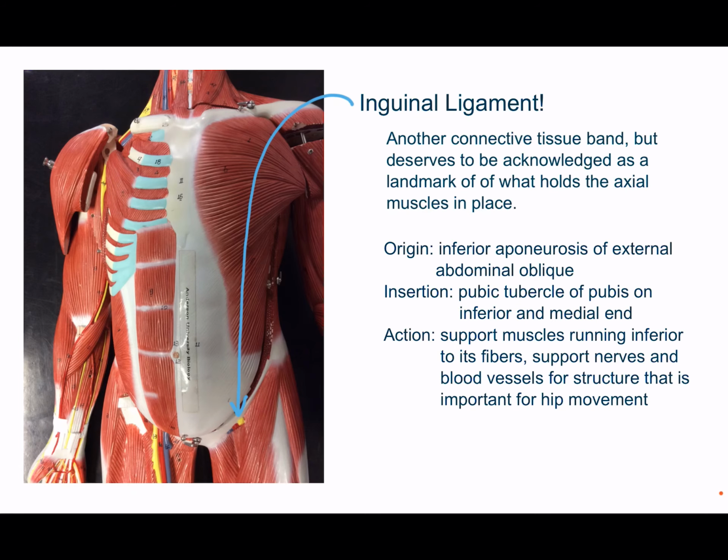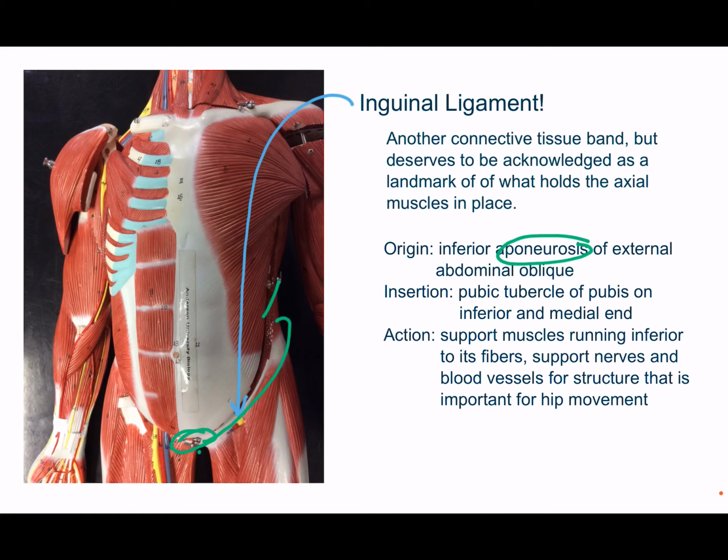So it originates at the inferior aponeurosis, which is a fancy word for, as you've already seen in the last video, connective tissue. There's not only one of them, there are a lot of them. On the external abdominal oblique, which is what we've already covered, is back in here somewhere. It inserts on the pubic tubercle of the pubis, which is right here, on its inferior and medial end. So it's going to go all the way around and back.